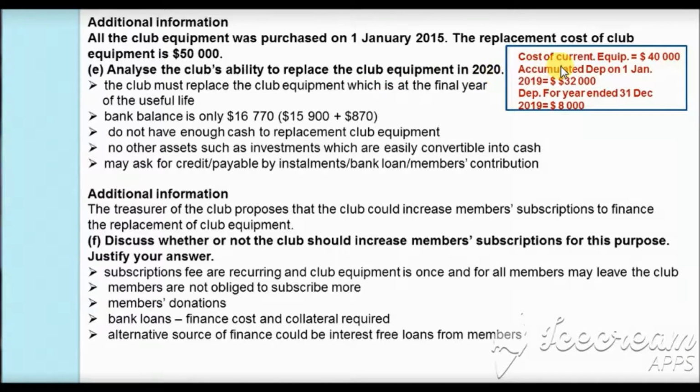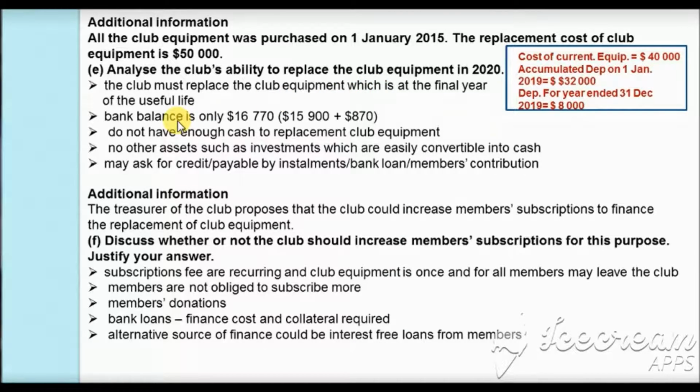2020. If we see the cost of our current equipment, it was $40,000 and the accumulated depreciation on 1st January 2019 was $32,000, and the depreciation for the year ended 31st December 2019, which we calculated 20% of the cost, was $8,000. So on 1st January 2020, what will happen? The cost will be $40,000 as well as the accumulated depreciation will be $40,000, which means that we have completely used this club's equipment and this is the final year of the useful life of the club's equipment. And to replace this, what do they have?